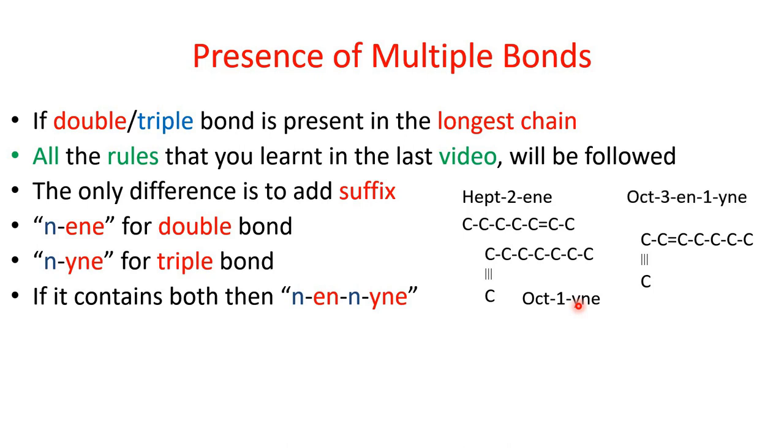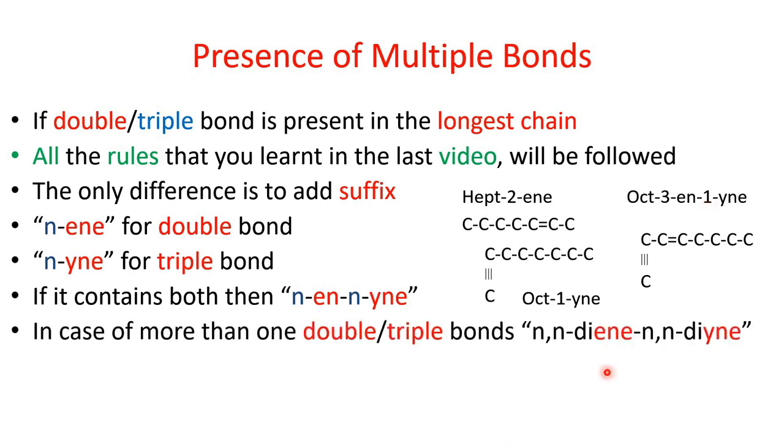The name of this compound will be written as oct-3-en-1-yne. So here 3 shows the position of the double bond, which is present at the third carbon, that is 1, 2 and 3. So this double bond is at position number 3. This locant shows this position, and then 1-yne means that the triple bond is present at carbon number 1. Remember, "-ene" comes before "-yne" because they are placed alphabetically.